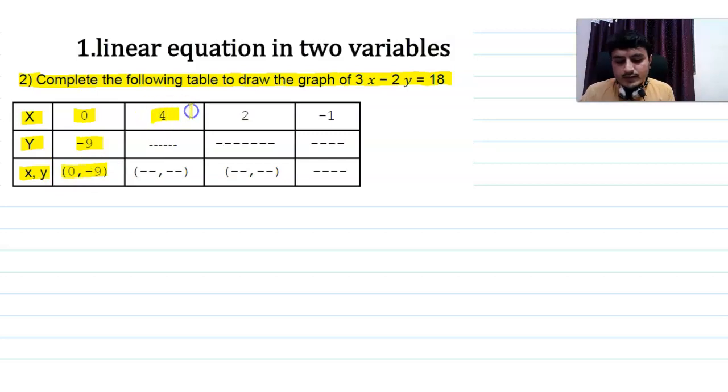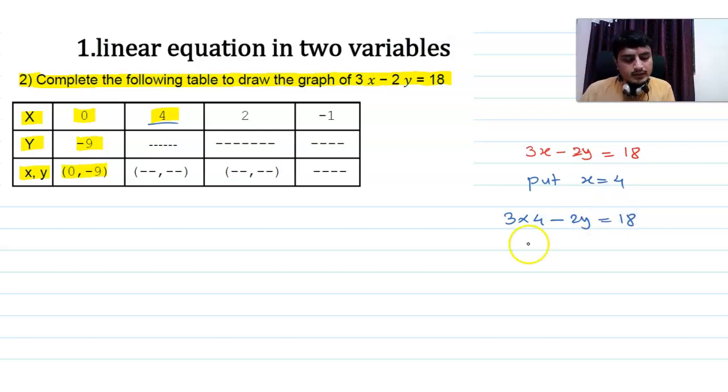Look at the next one. Now when x equals 4, we have a linear equation in two variables of the form 3x minus 2y equals 18. Once we replace the value of x by 4, that means put x equals 4, we get 3 into 4 minus 2y equals 18. Now everyone knows 3 fours are 12, minus 2y equals 18. Now the coefficient of variable y is itself a negative number.